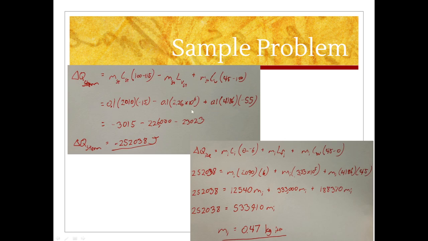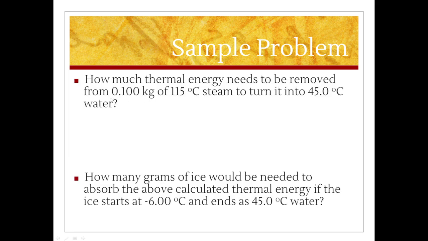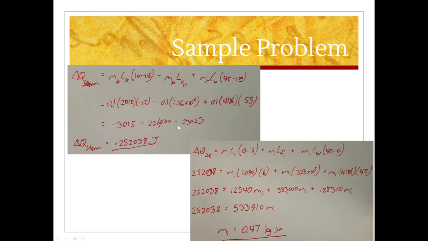We can start plugging in all the things that we know. All of these M mass terms here is the steam's mass, and we were told the mass of steam. It's kind of hard to determine the mass of a gas, but it's not impossible. So for all of the mass steam terms, we can plug in 0.1 kilograms.